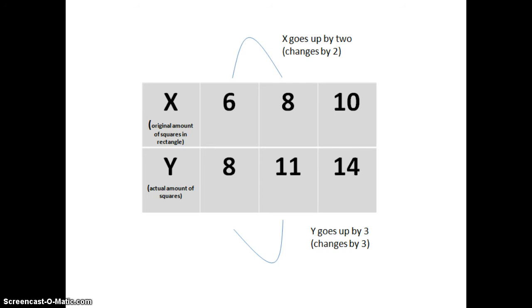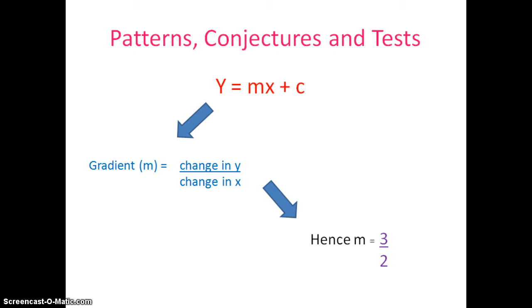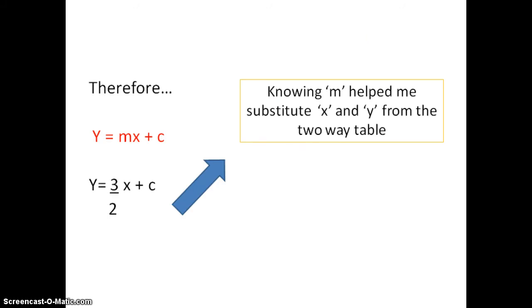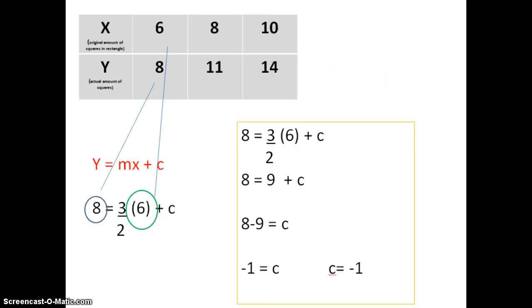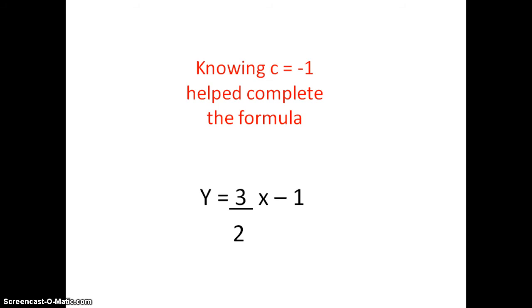If we started to examine the two-way table, maybe I could identify a pattern. So far, I can see that x goes up by 2 and y goes up by 3. Using y equals mx plus c, I needed to work m out first, which is the gradient. The change in y is 3 and the change in x is 2. Now that I've figured out m, substituting x and y from the two-way table will help me figure out c. I substituted x and y, as you can see, and it showed that c equals -1.